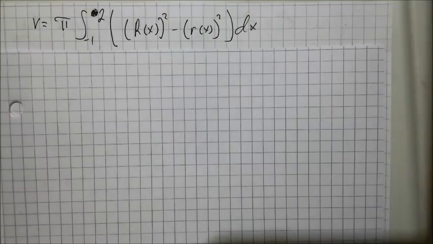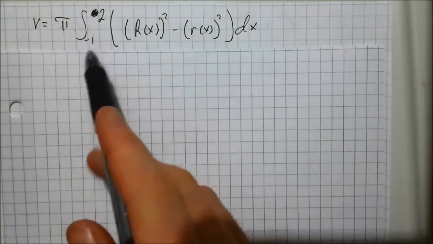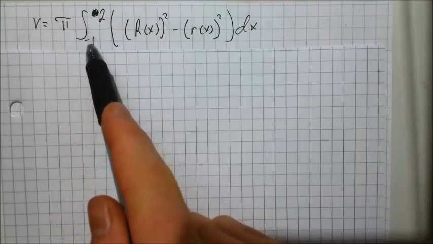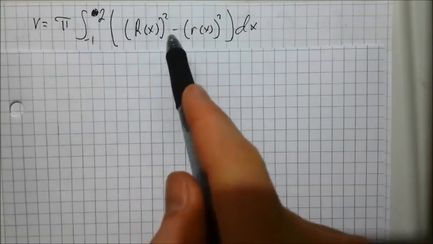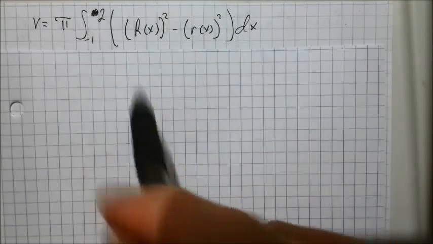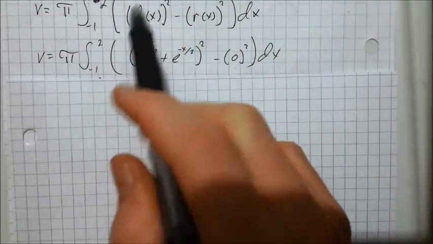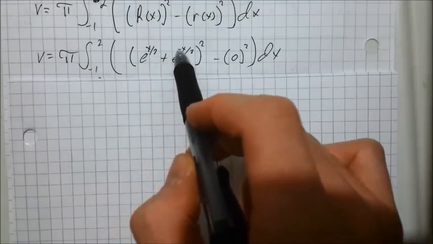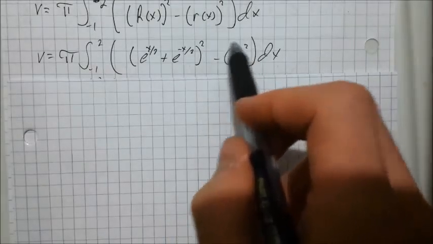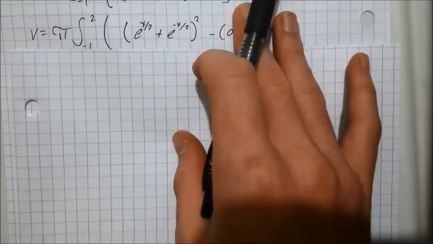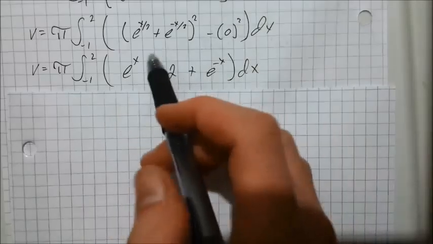So now that we have our two r functions, we can go ahead and write the disk method formula here, which is pi times the definite integral from -1 to 2 of our outer function capital R squared minus our inner function lowercase r squared dx. And from here, I'm just going to substitute in what we just found to be our r function. So our capital R of x was just e to the x over 2 plus e to the negative x over 2, and we square that. Then our lowercase r of x was just 0. So this 0 squared is just going to disappear in the next step because it doesn't actually contribute to the value of this expression. And so what we need to do now is square this binomial out.